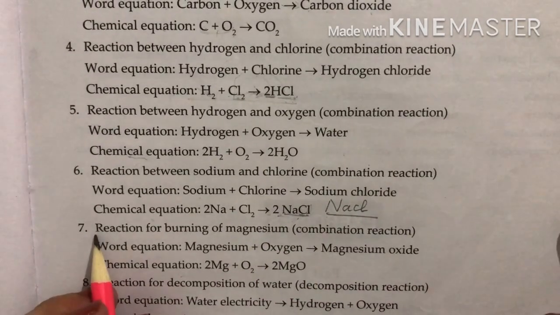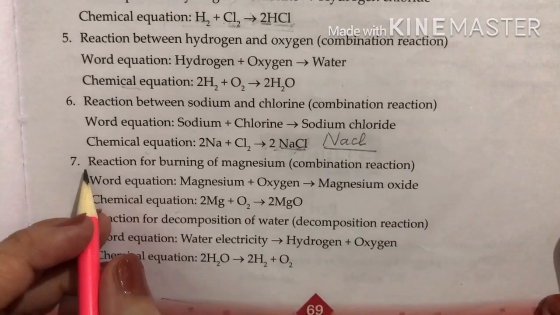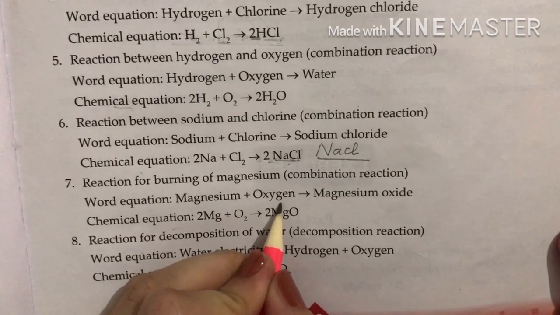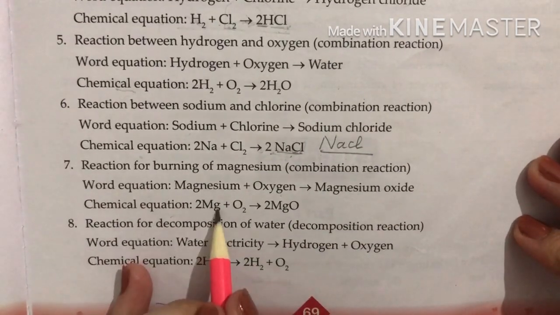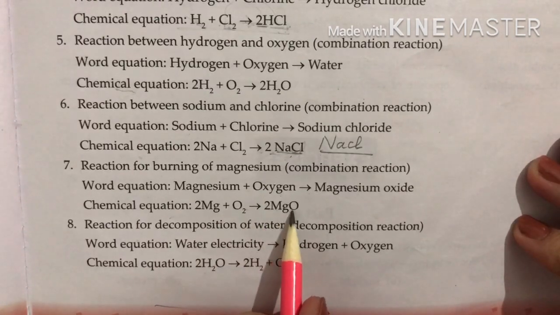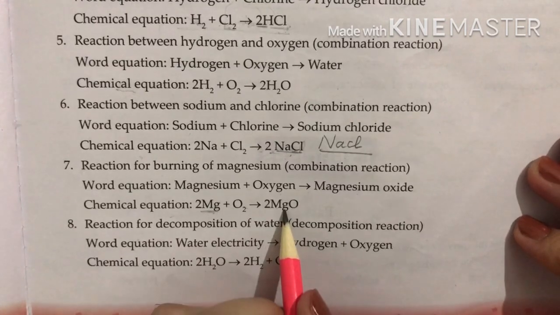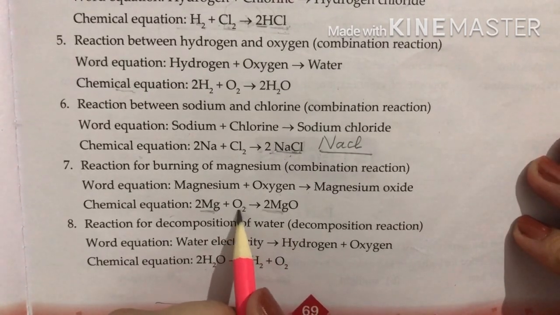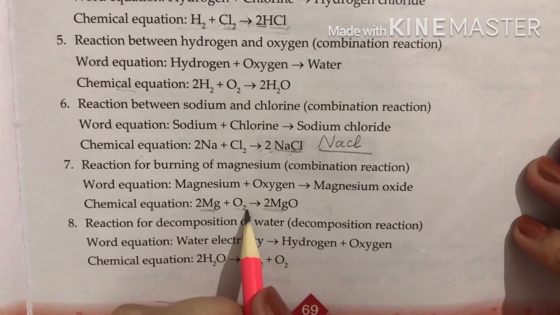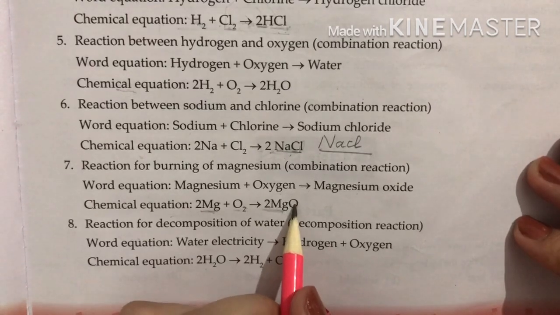Next is the reaction for the burning of magnesium. This is also a combination reaction. Magnesium plus oxygen gives magnesium oxide. So 2Mg plus O2 gives 2MgO. Here there are 2 magnesium atoms on the reactant side, so at the product there are also 2 magnesium atoms. And on the reactant side there are 2 oxygen atoms, so on the product side there are also 2 oxygen atoms.